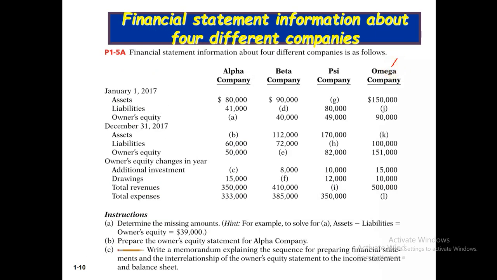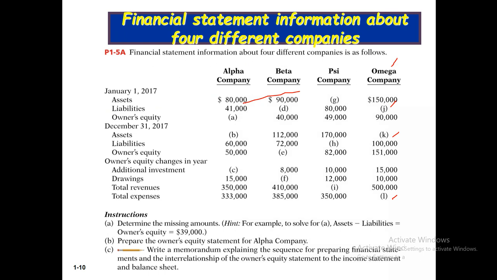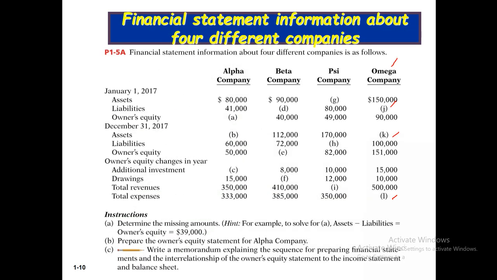Omega company. Omega company, we just have three missing figures, J, K and L. So the same formula, you know that this is J, we need to calculate here, that means liabilities. So our beginning liabilities will be this figure. Okay, and number second, K.